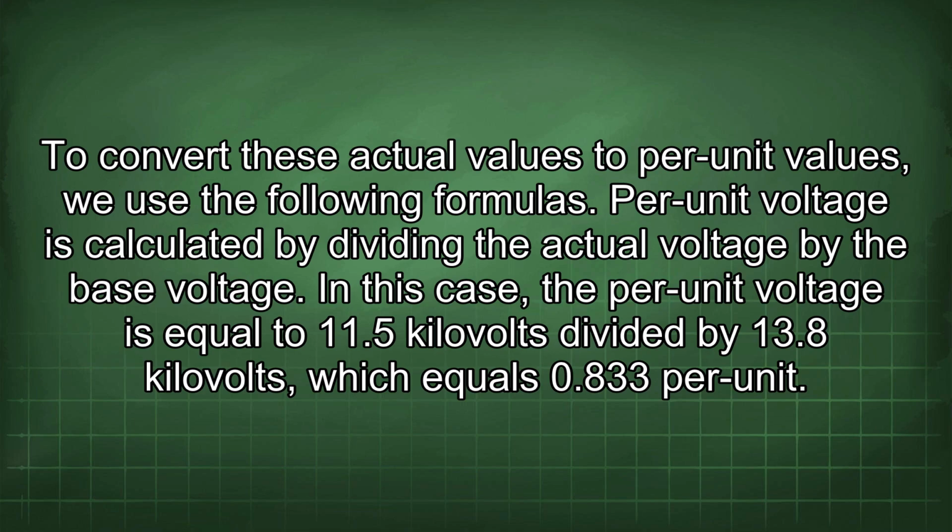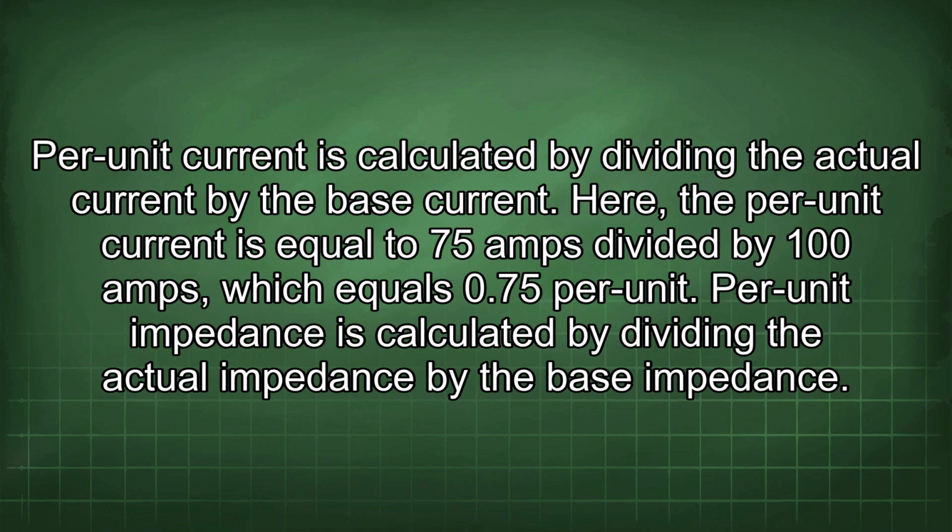Per unit voltage is calculated by dividing the actual voltage by the base voltage. In this case, the per unit voltage is equal to 11.5 kV divided by 13.8 kV, which equals 0.833 per unit. Per unit current is calculated by dividing the actual current by the base current. Here, the per unit current is equal to 75 amps divided by 100 amps, which equals 0.75 per unit.